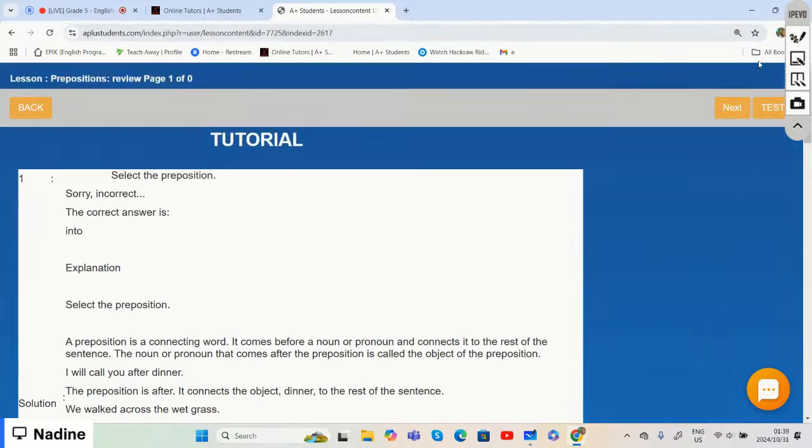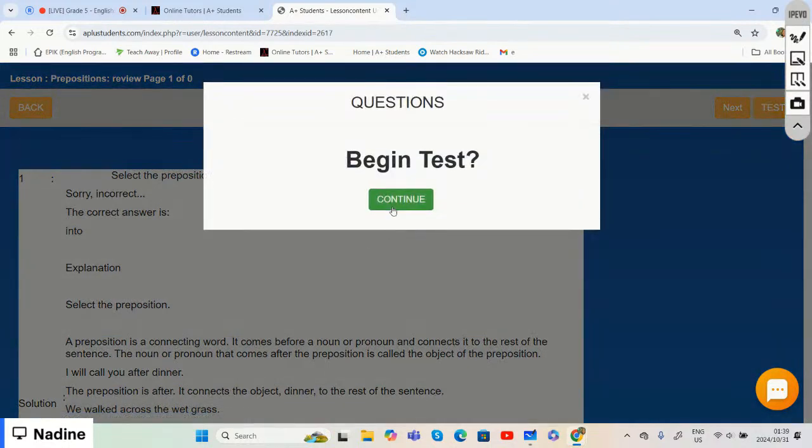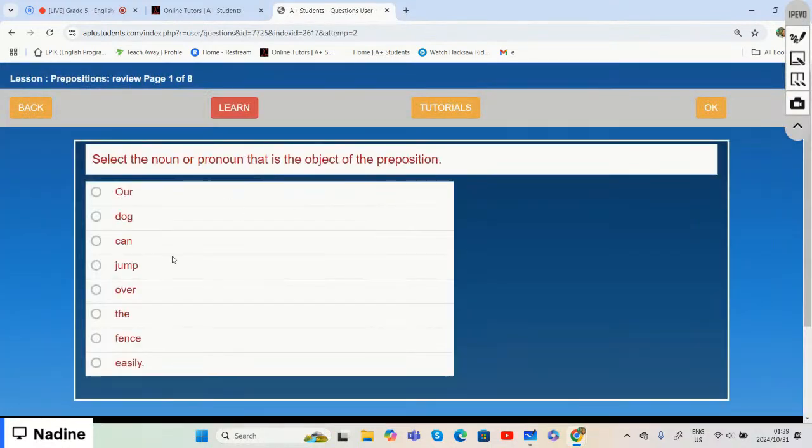So now we're going to our test, where we look at a few prepositions and then we are done with our chapter on prepositions.